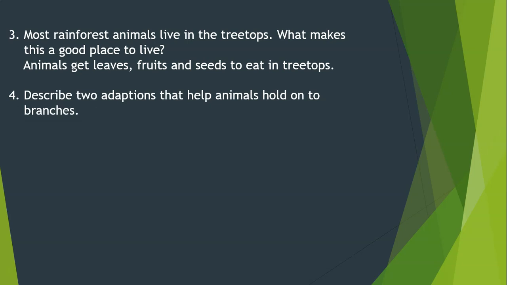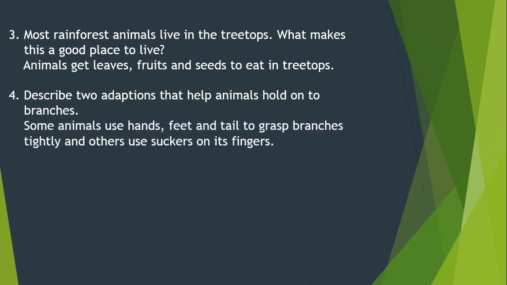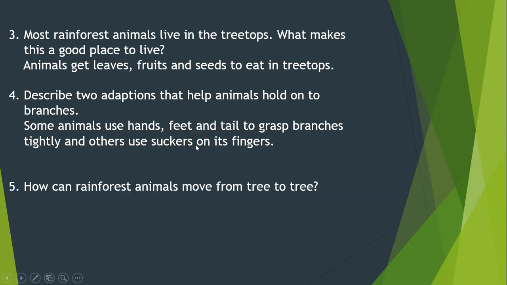Describe two adaptations that help animals hold on to branches. As I already told, some animals use the hands, feet, and tail to grasp branches tightly, and others, like flying frogs, use suckers on their fingers. Here, they are just telling about the monkey. That means it has hands, feet, and tail, whereas the flying frog uses suckers on its fingers.